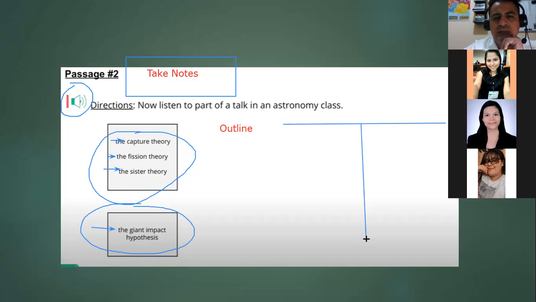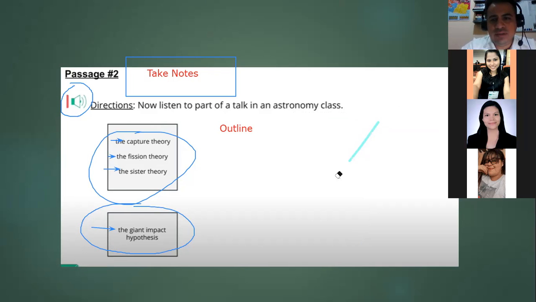Very important, right? Taking notes is going to be very important. Now, hay muchas diferentes estrategias, right? So you can, for example, divide your notebook. Main ideas and details. Okay. That's another way you can do it, right? Esa es una forma. All right.